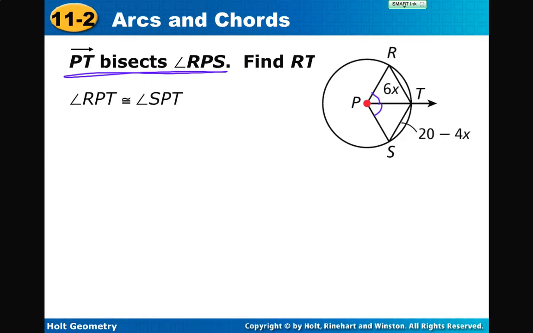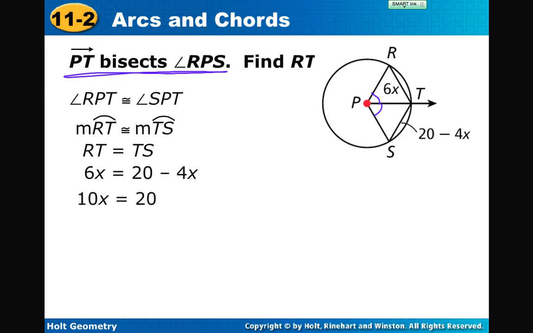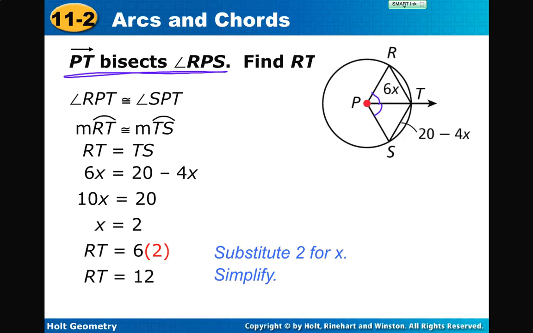That's been pretty well solved. Giving you all the thoughts along the way. X was 2. So you get RT to be 12. Thumbs up or down?